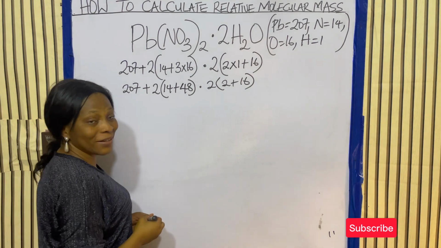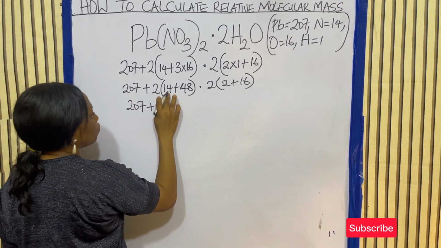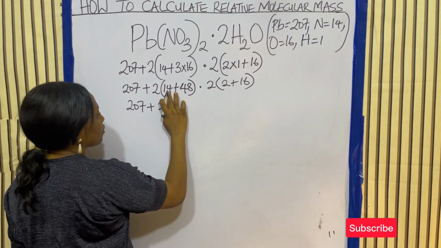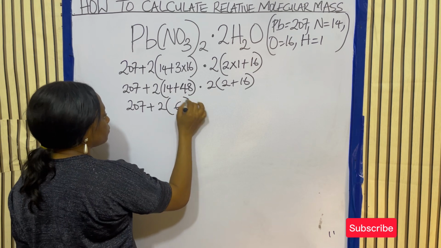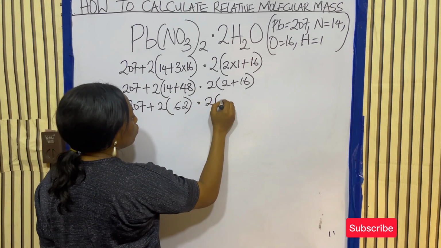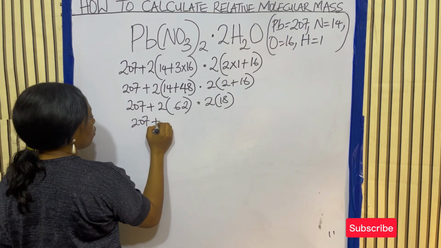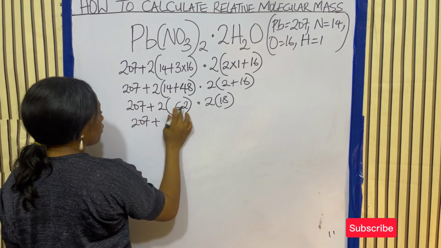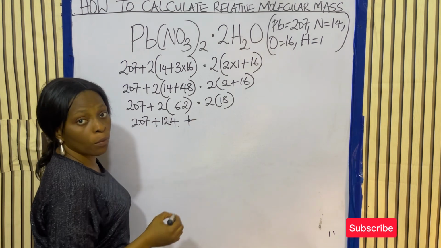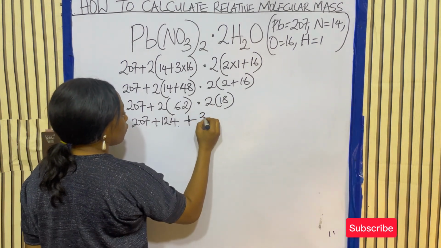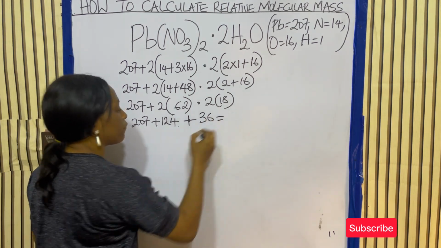I hope we are following. Then 207 plus 2 into 14 plus 48. This plus this, 12. This plus this plus 1, 6. Into 2 into 18. So we have that 207 plus, this times this is 4. This times this is 12. Now this into, we are going to convert it to plus. So this times this will give us what? 36. So we are going to add up everything.